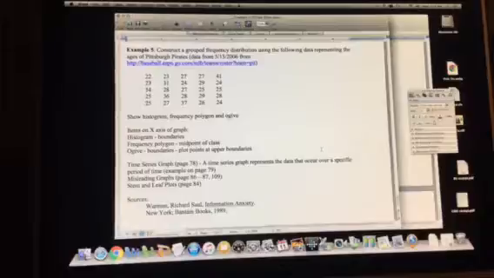Example 5: construct a group frequency distribution using the following data representing the ages of Pittsburgh Pirates. You may notice this data is fairly old. The reason for that is because the data from 2006 actually has a couple of things that don't exist in the current data, so it demonstrates better with the 2006 data than it does with the current data. All right, so after we build the distribution, then we'll also build some graphs.